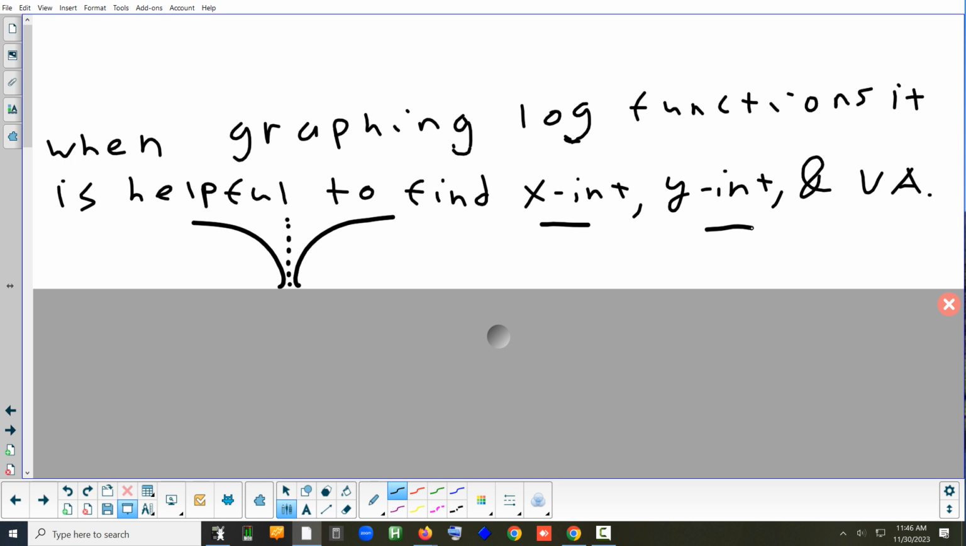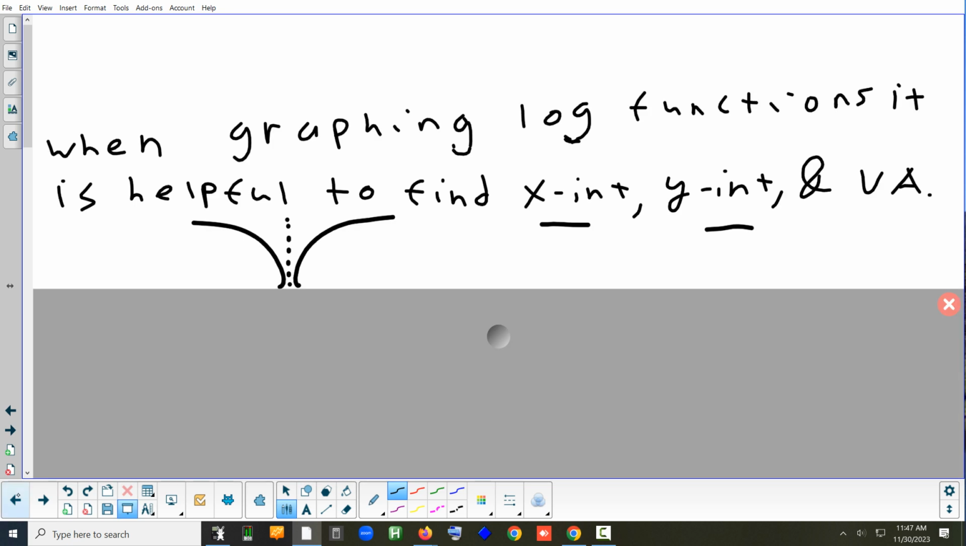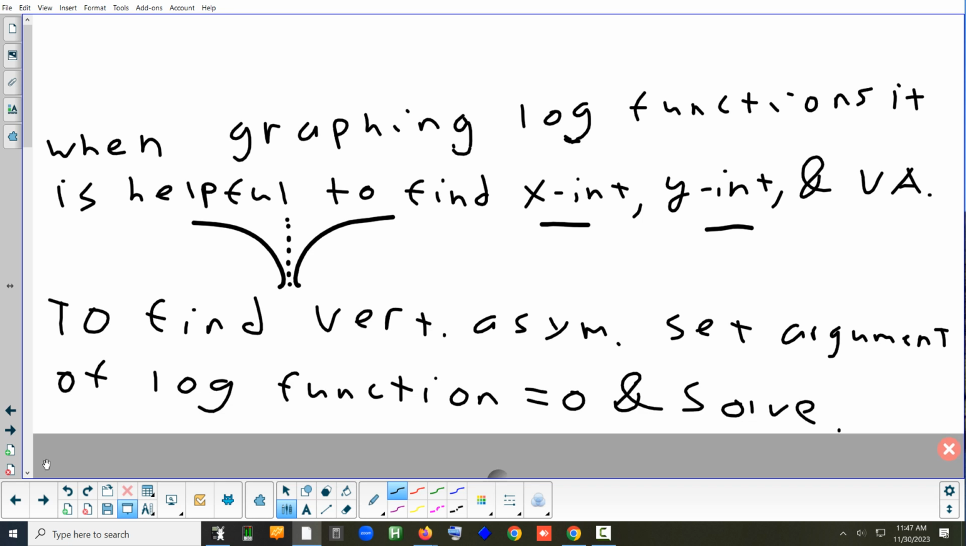Does every log function go up and down forever? Yes. So then you're guaranteed to cross which axis? Guaranteed to cross the x-axis. But not every log function crosses the y-axis. Just look at this one. That log function never crosses the y-axis. So you will not always have a y-intercept, but you're guaranteed to have an x-intercept. Okay, so how do you find the vertical asymptote? Take what's inside the parentheses.